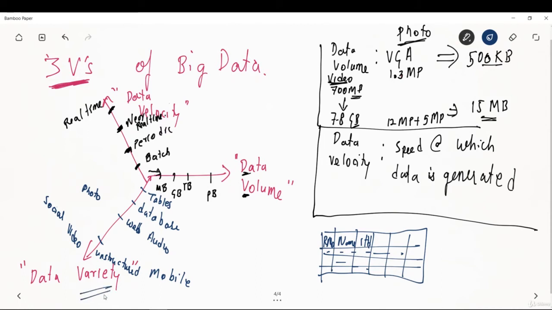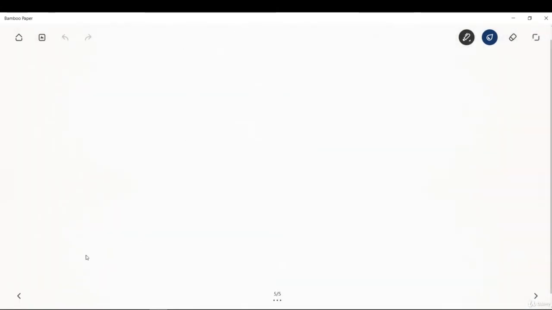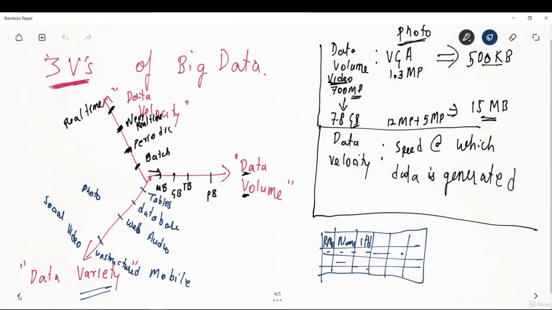So the variety of the data that is generated has also increased, from tables, that is structured data, to databases, then to photos, web, audio, then to social media, video, unstructured data, and mobile data, that is data generated from mobile. These are the three V's of big data. With time, different V's came into the picture, like veracity, value, and so on. So people started adding more and more V's, but these are the basic three V's of big data.